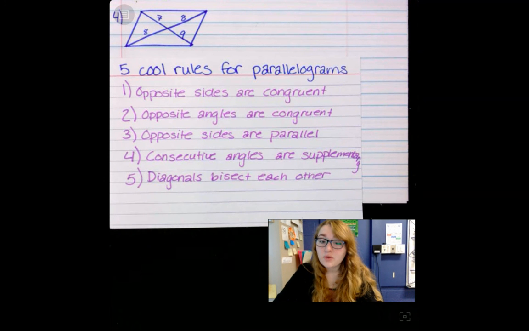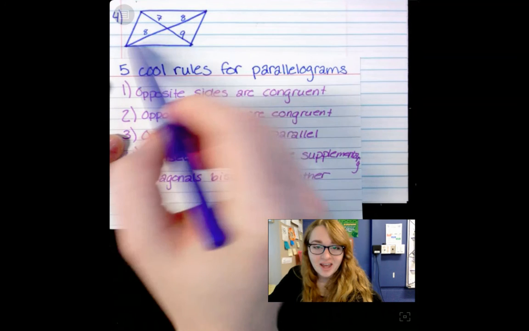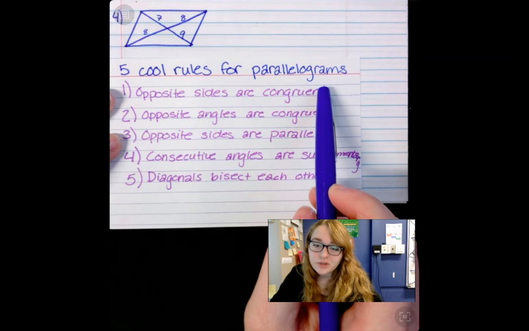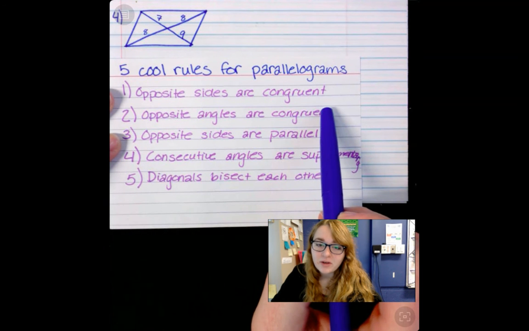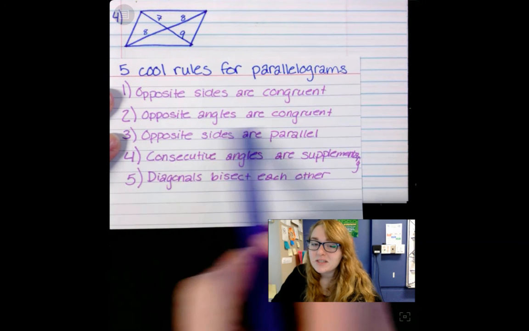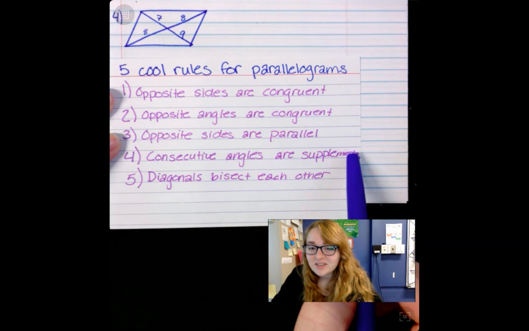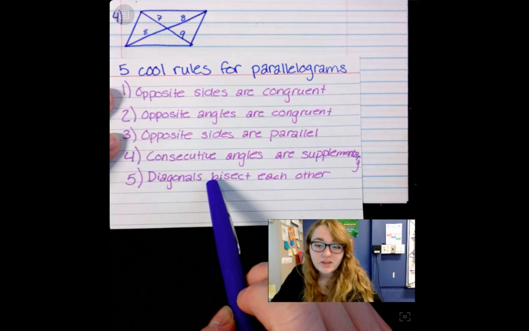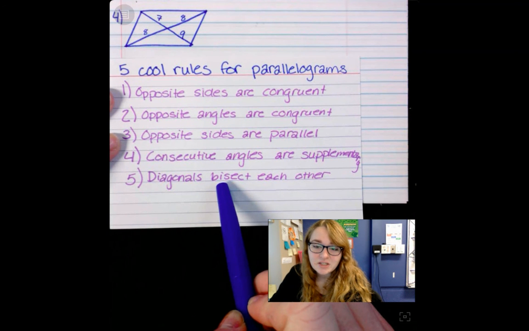Okay, for number 4, we have our diagonals here. So we can't say that opposite sides are congruent because we don't know our side lengths. We can't say that opposite angles are congruent because we don't know our angle measures. We can't say that opposite sides are parallel because we don't know the slopes. We can't say that consecutive angles are supplementary because we don't know the angle measures. So the only way that we could prove that this is a parallelogram is by seeing if the diagonals bisect each other, or cut each other in half.